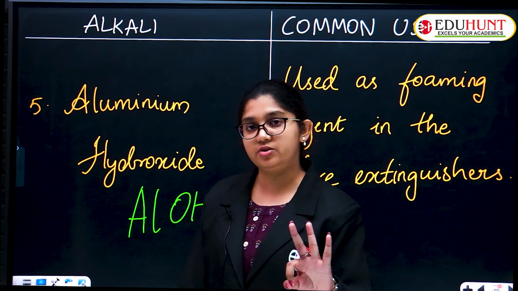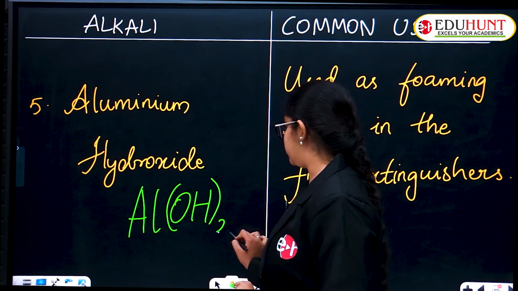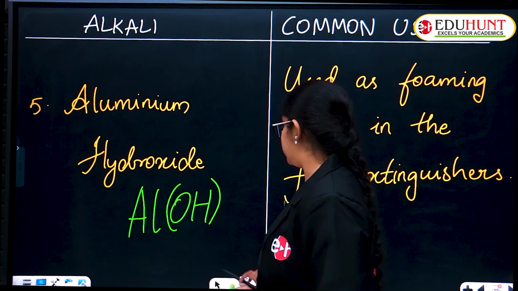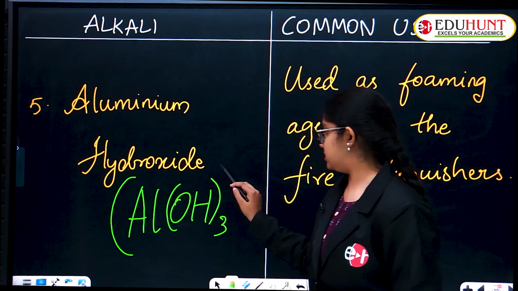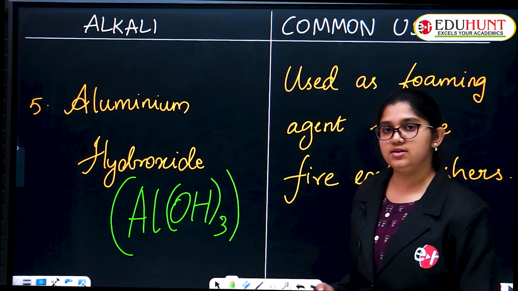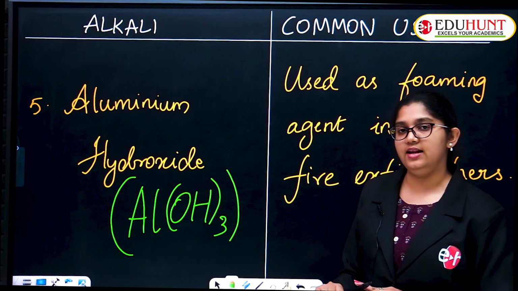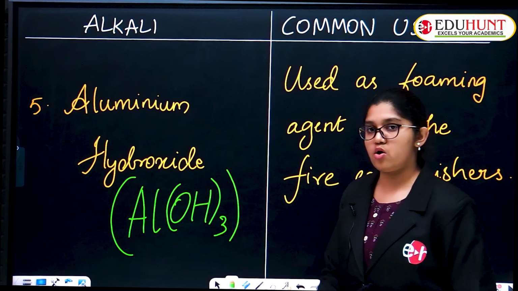Aluminium belongs to group 3, so the valency is 3. We have to make sure we mention the 3 with the hydroxide. It is named aluminium hydroxide and the chemical formula is represented as Al(OH)3. Okay, aluminium hydroxide.